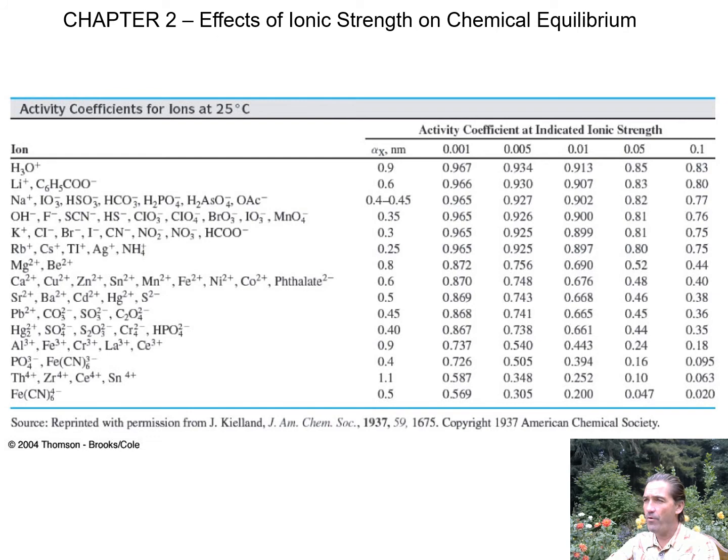So here's an example of a table that looks at ionic strength. These numbers up here are different ionic strengths, and from there we just need to find our ions. So we were looking at silver. Do we see silver here? There's silver. And let's say we're at 0.01.